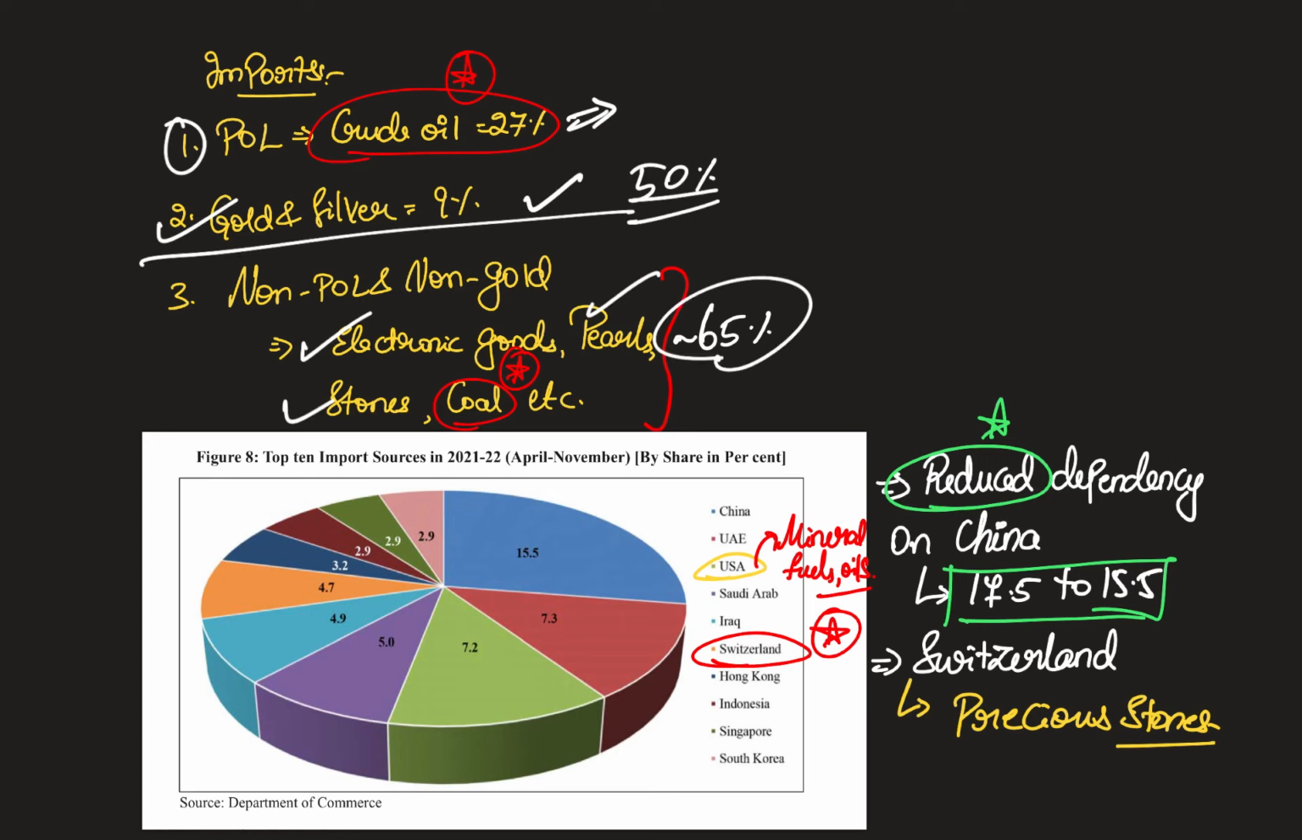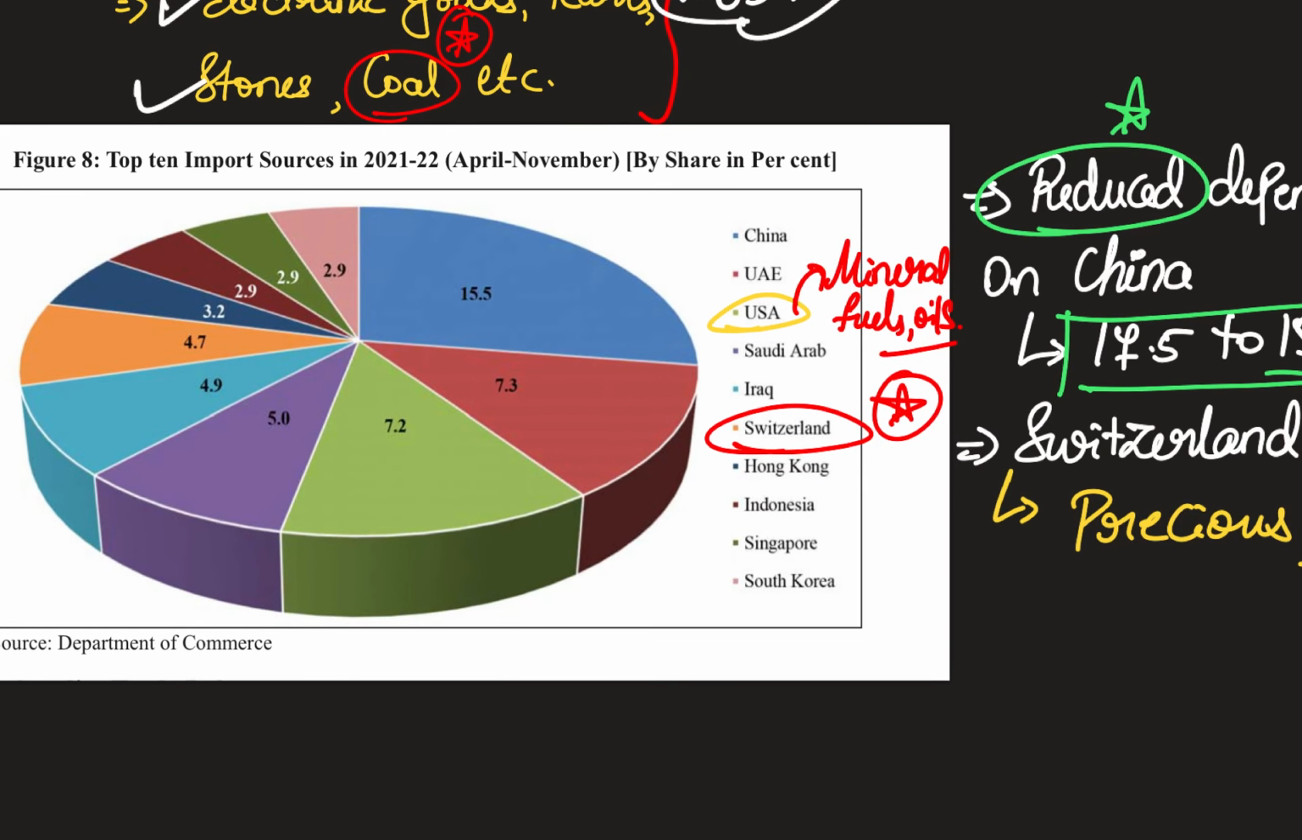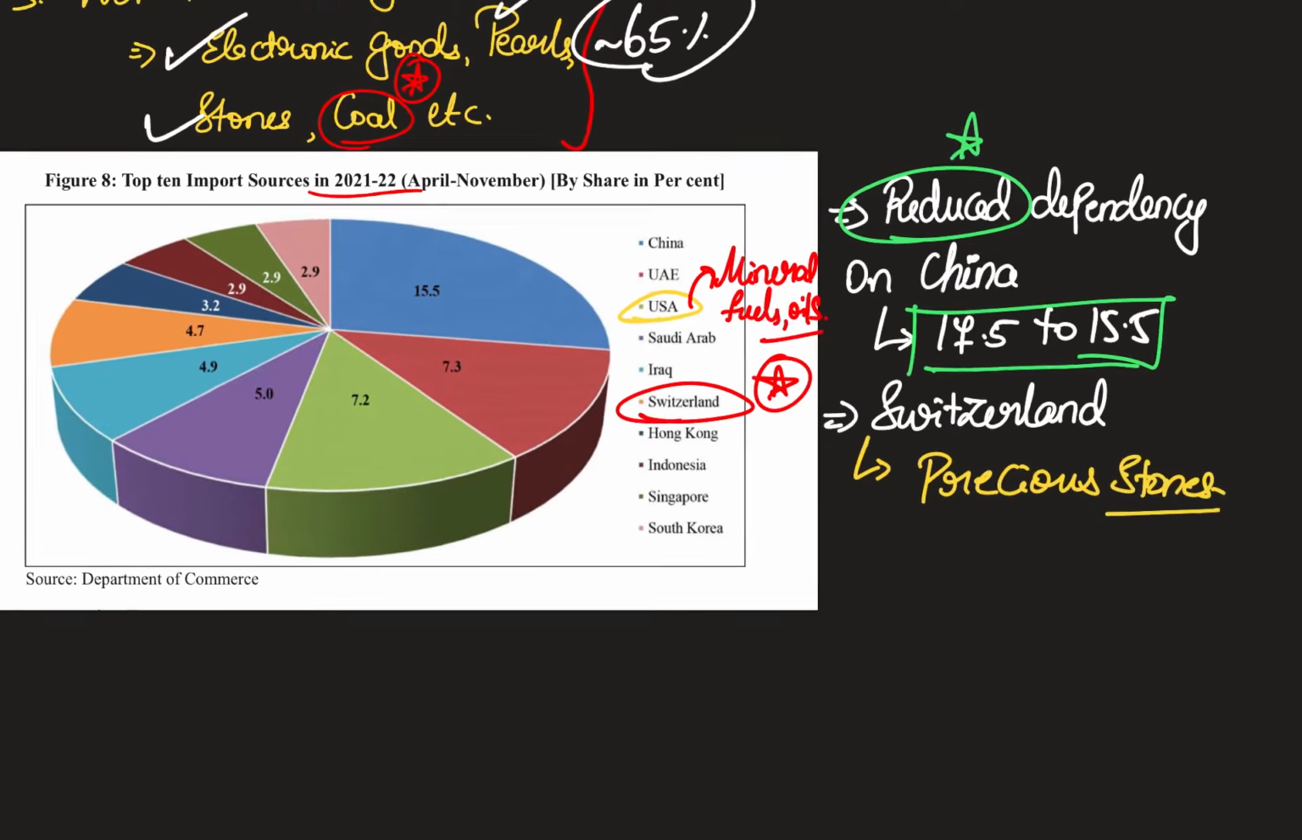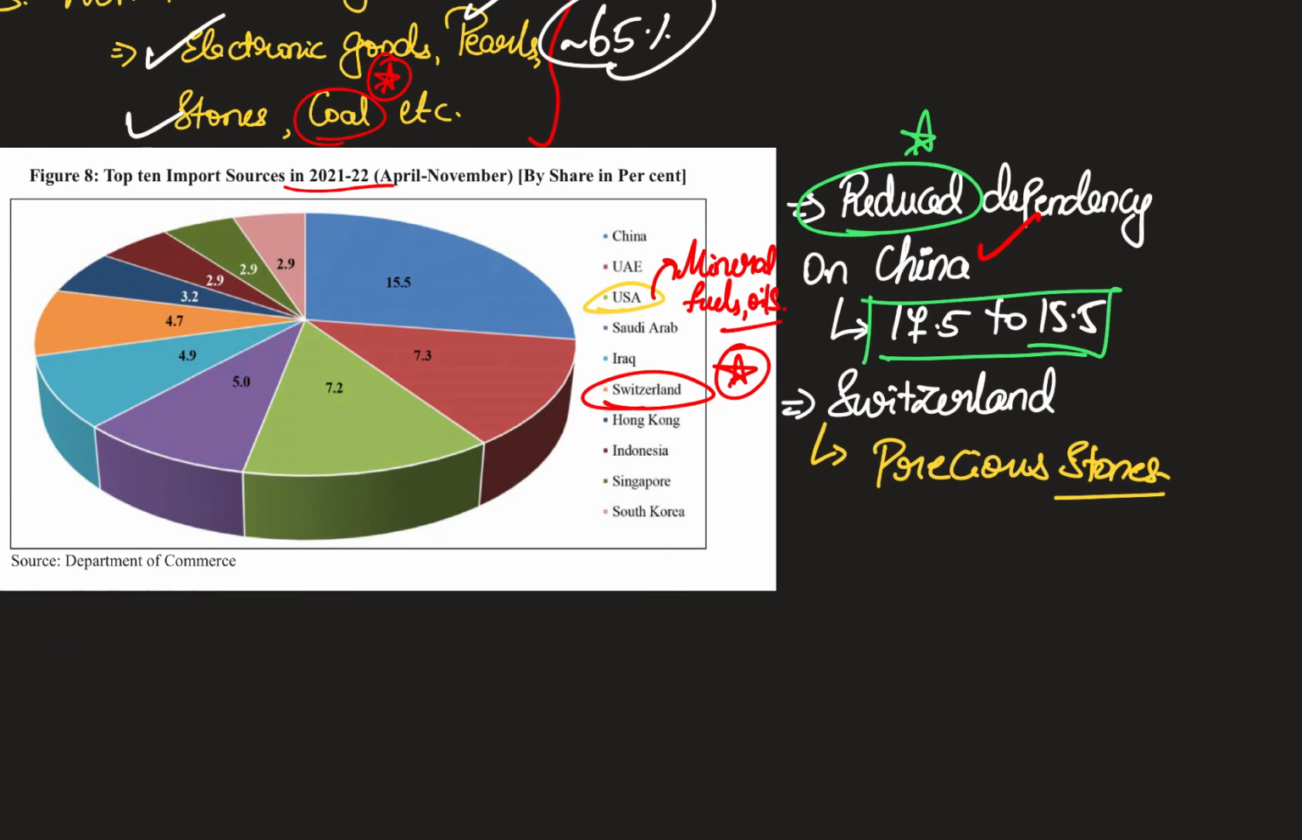If you exclude this, non-POL and non-gold, there are certain items like electronic goods, pearls, stones, coal, etc. They constitute around 65%. Another interesting observation with respect to the top 10 import sources from the economic survey graphs, we reduced our dependency on China. This is directly taken from the economic survey. Previously, the percentage was 17.5%. Now it reduced to 15.5%. So if you are asked a question on trends, whether it increased or decreased, we are trying to decrease the dependency on China. Just note this observation, no need to remember the percentages.